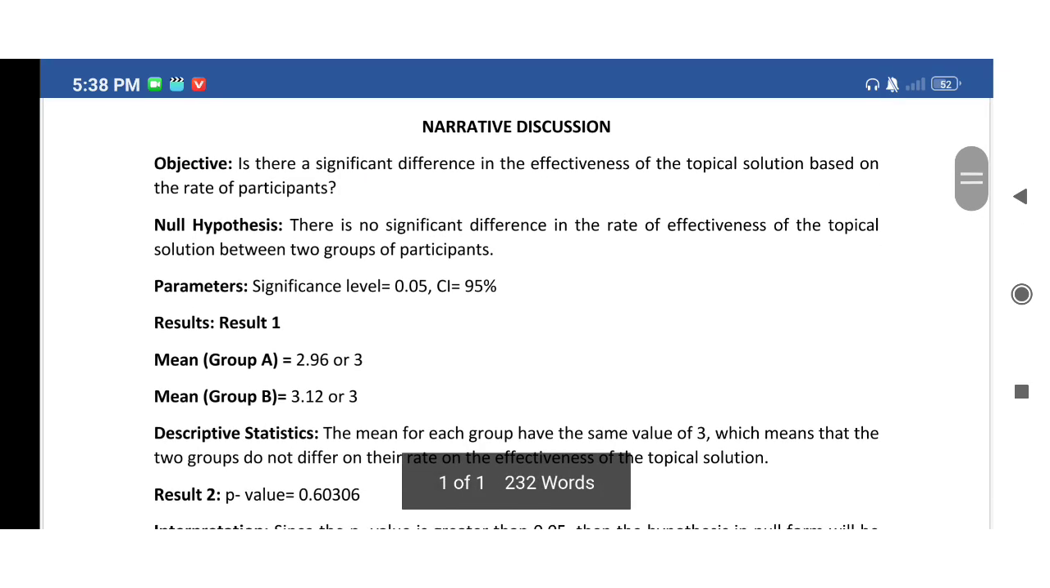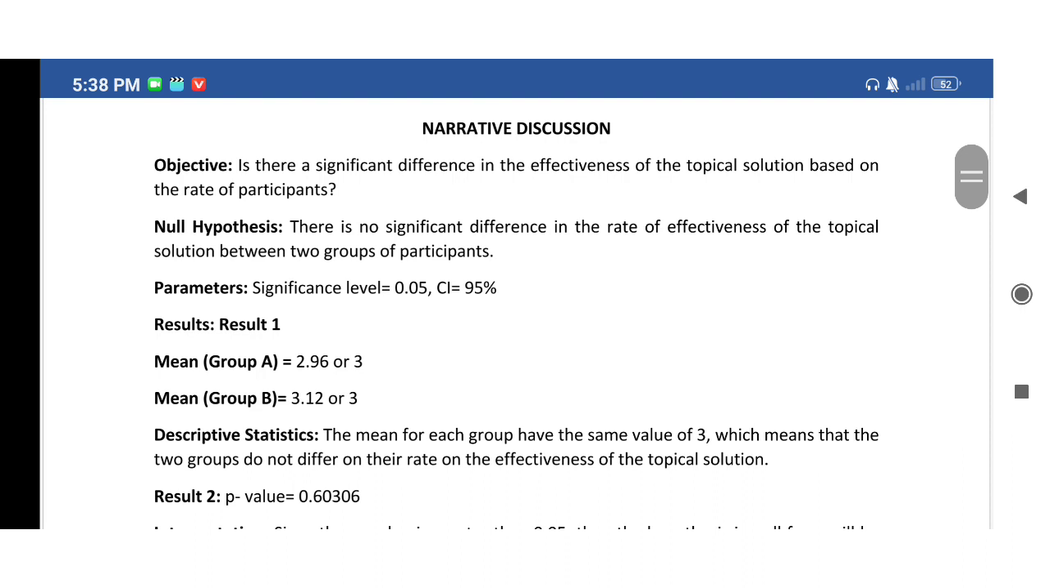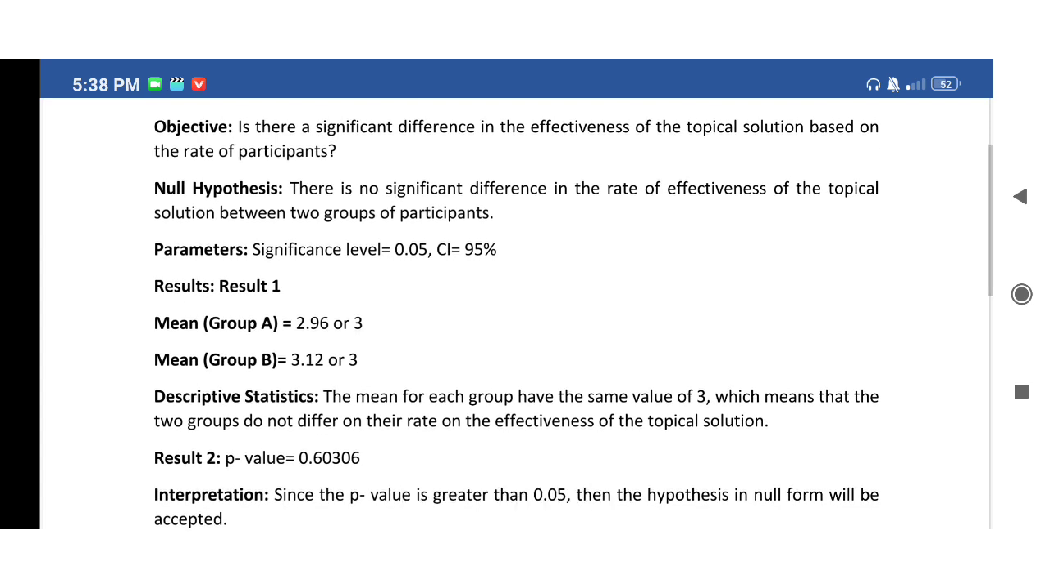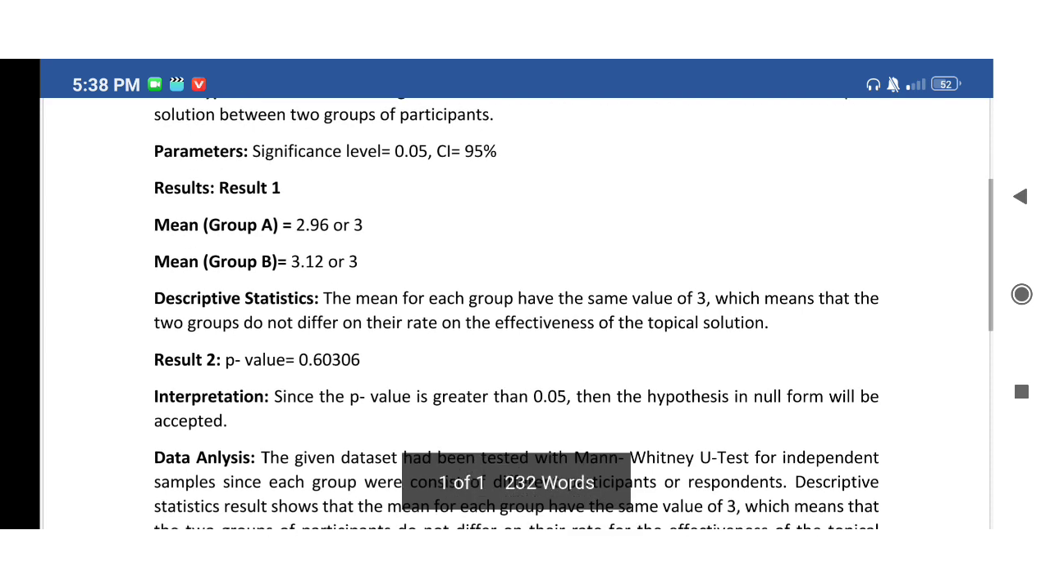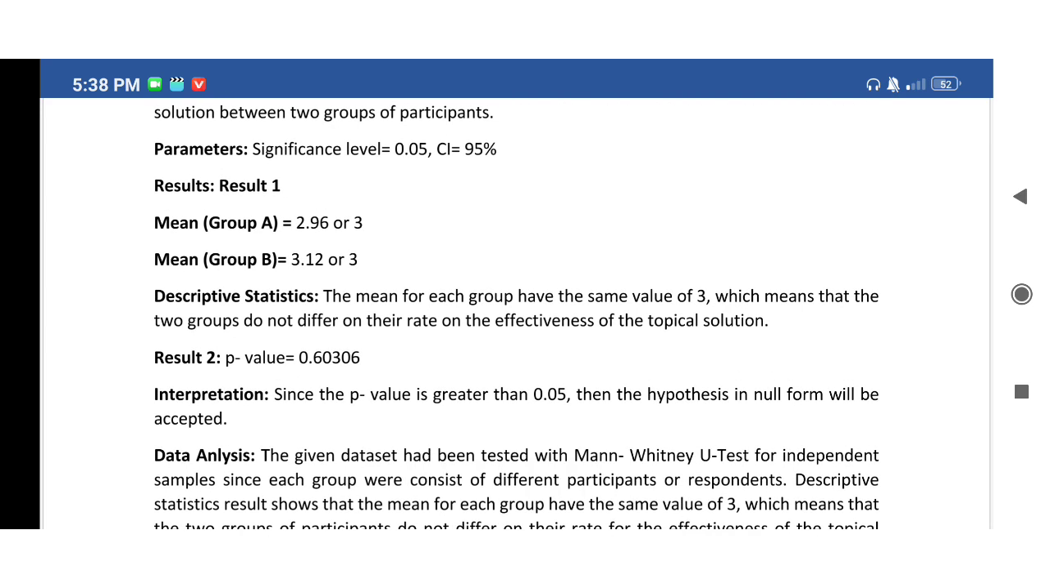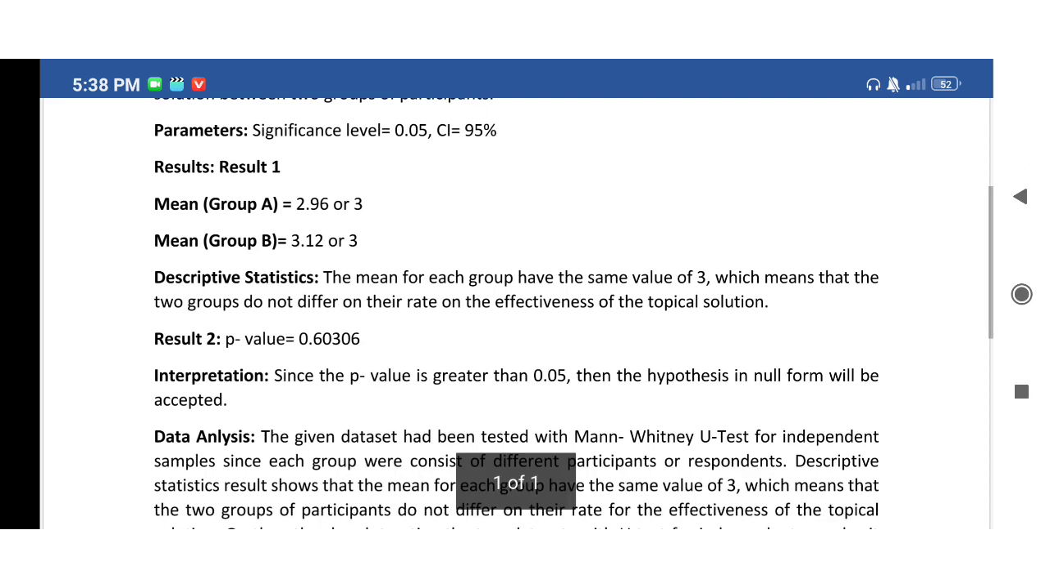So to sum up the results, we have here the narrative discussion. Our objective: is there a significant difference in the effectiveness of the topical solution based on the rate of participants? Null hypothesis: there is no significant difference in the rate of effectiveness of the topical solution between two groups of participants. Parameters: the significance level is set to 0.05 and the CI is 95%.